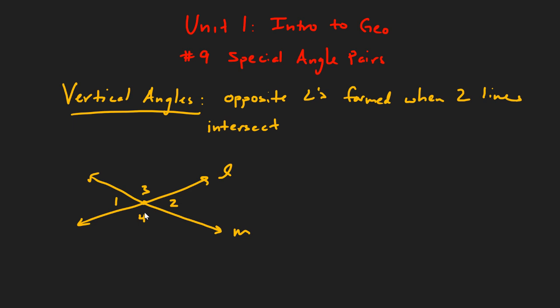And what we've done is we've created two pairs of vertical angles. Angle 1 and angle 2 are vertical angles. Again, they are angles opposite of each other formed when two lines intersect. Same thing with angle 3 and angle 4. They are vertical angles. They are opposite of each other at that intersection.